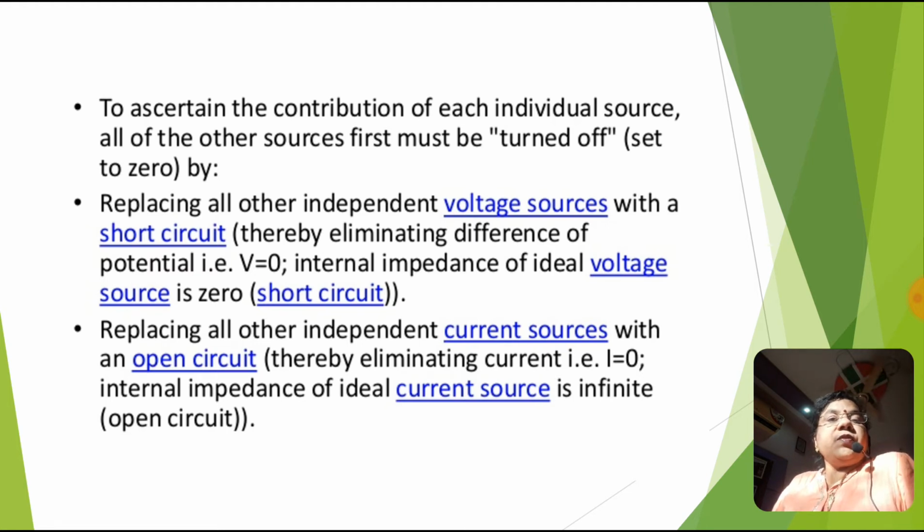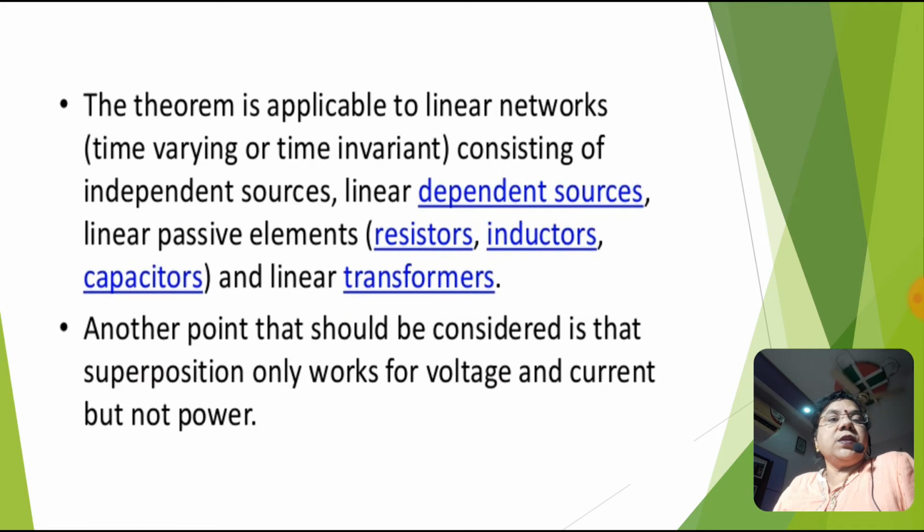Okay. Now replace all other independent current sources with an open circuit. If instead of a voltage source there is a current source in the circuit, then you have to replace it by an open circuit, thereby eliminating the current. So I is equal to 0. Now internal impedance of an ideal current source is infinite because it is an open circuit.